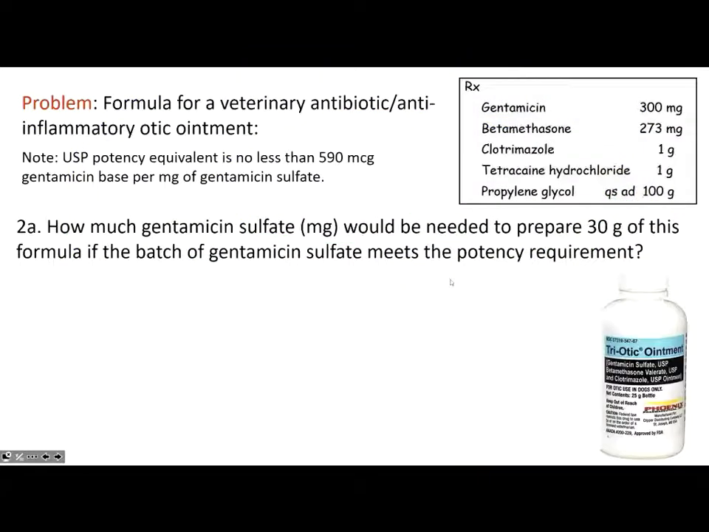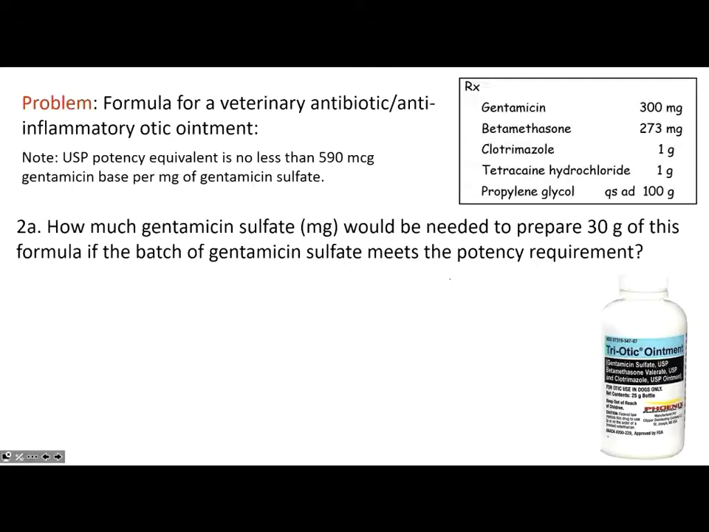Okay, let's move on. All right, so we've got another prescription here, and this is a veterinarian product used for cats and dogs. I think it's for dogs, it's listed there as dogs. So it's got some active ingredients. It's got an antibiotic, gentamicin, betamethasone, which is kind of a steroid, anti-inflammatory, and clotrimazole, which is an antifungal agent. So it's got all sorts of different things. Tetracaine, again, is a local anesthetic for pain and discomfort. And we're going to add all of those ingredients up and some propylene glycol and essentially make this ointment with a total weight of 100 grams. Okay, so all of those weights with additional ointment base up to a total weight of 100 grams.